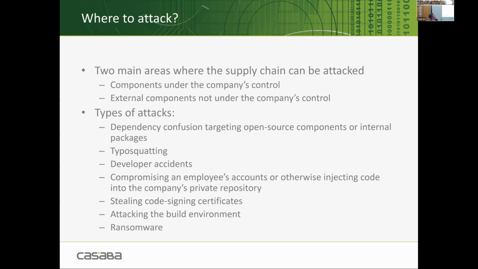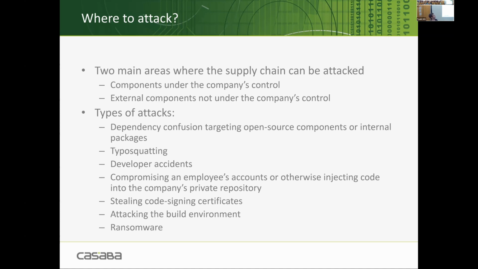So really, where can a supply chain be attacked? It really comes down to internal components and external components. Open source software would be an external component. A component under a company's control would be internal packages, maybe their build platform, and things of that sort.